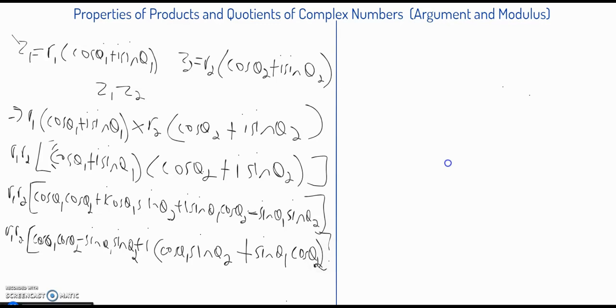But if we were to examine this carefully, we would notice that there are some trig identities popping up here. So I'm just going to do a little recall here.